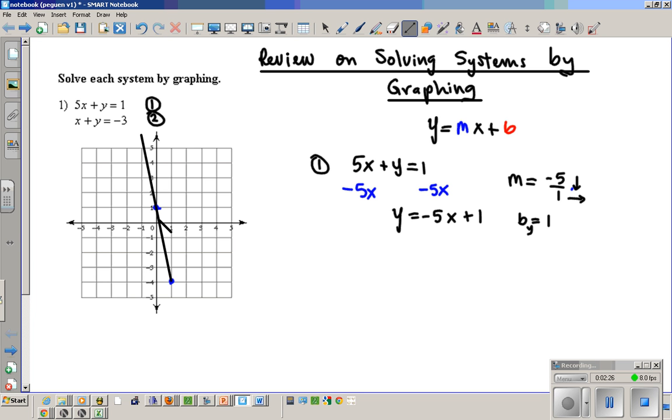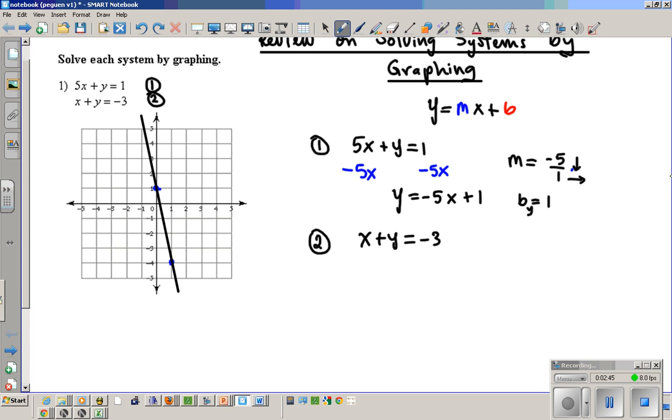All right, and then for the next one, we need to place the second line in slope-intercept form, and then graph the resulting equation. So from equation 2, we have x plus y equals negative 3. For this one, we subtract x from both sides to isolate y, and you're left with y equals negative x minus 3. In this case, m is negative 1 over 1. Whenever you have no coefficient, you put a 1 there, because 1 is invisible.